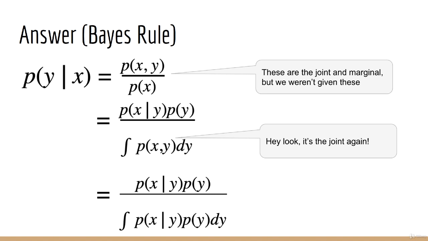Of course, we were given neither of these, so we have to put them into terms of distributions we were given. P of x and y is just p of x given y times p of y. And as you know, p of x is the marginal distribution, which means it's the sum or integral of the joint distribution over y, which is just the same as p of x given y times p of y that we have on top. Now again, it's important to remember that in practice, integrals and summations of this type are generally hard or impossible. We will see later in this course how they can be dealt with elegantly without having to resort to Monte Carlo methods.